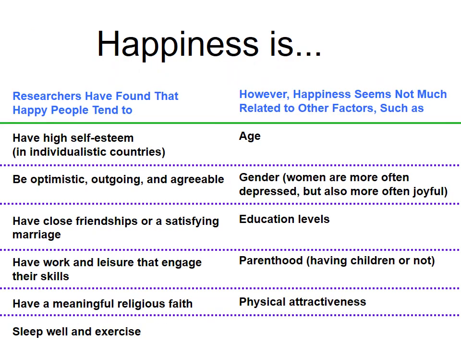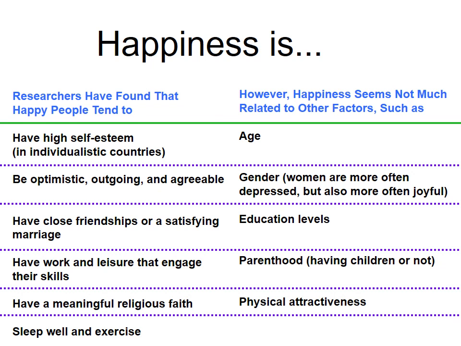So we're going to end with happiness. And again, this is just something to kind of sum all of the happiness stuff up. Researchers have found that people with high self-esteem tend to be happier. However, age doesn't matter. So you can be 16 and miserable, or you can be 70 and miserable. But you could be 16 and ecstatic, and you can be 70 and ecstatic. Really, age doesn't matter. Again, being optimistic and outgoing, being agreeable, but again, gender doesn't really matter.